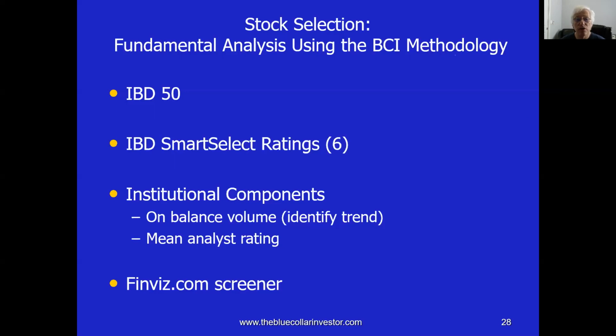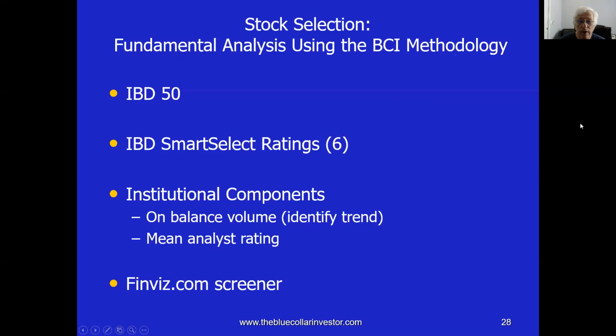I also use a second Investors Business Daily screen known as the SmartSelect. And this is a screen that looks at the fundamentals and technicals, not only of the stock, but also the industry that that stock is located in. So that's why I feel it's a great analysis. I'll show you that in just a moment.